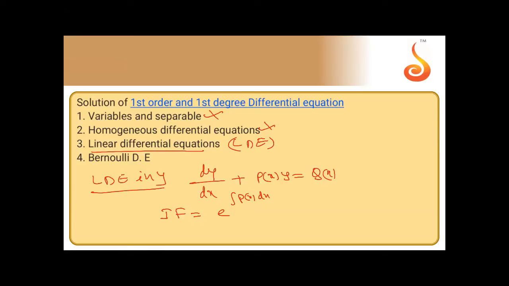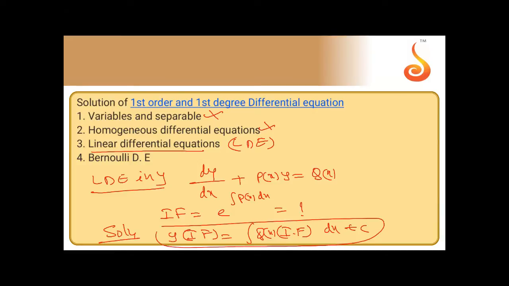What is the use of the integrating factor? If you multiply by it, we get a differentiation, so you can integrate the function easily. That's the reason we are taking the integrating factor. This is one of the concepts of solving the equation. So now, what is the solution of this equation? The general solution is y into IF equal to integral of q of x into IF into dx, plus c. This is the solution of this equation.